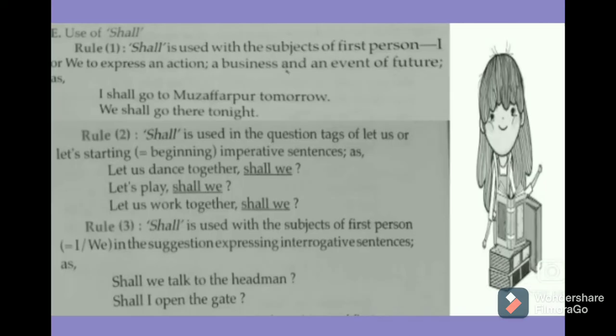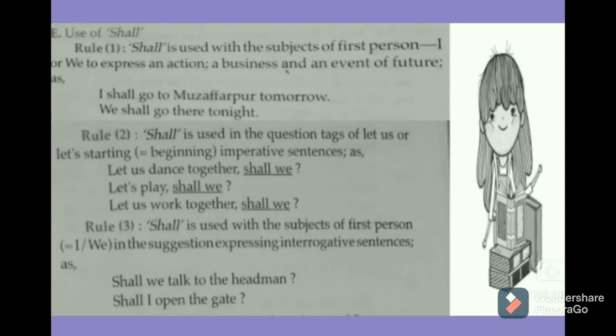Okay, let's see use of shall. Children, shall is used with the subjects of first person, I or we, to express an action, a business, and an event of future. As, let's see these examples. I shall go to Muzaffarpur tomorrow. We shall go there tonight.